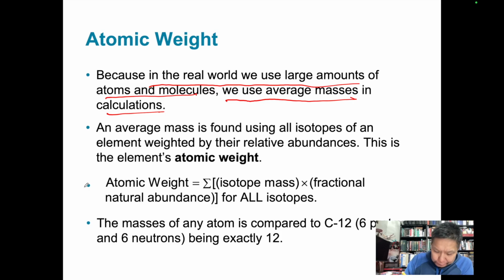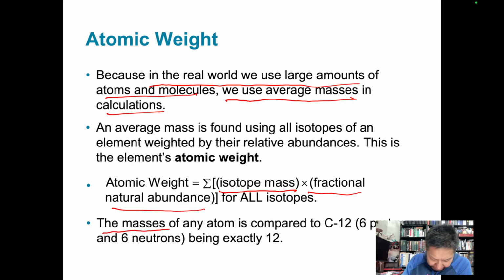It's not exactly 12. And the reason why it's not exactly 12 is because in the real world, when we weigh out an amount of carbon or whatever it may be, we actually use the atomic weight, which is an average of all the different masses of all the different abundances, right? So the atomic weight equals the sum of the isotope mass times the fractional abundance, for all the isotopes.